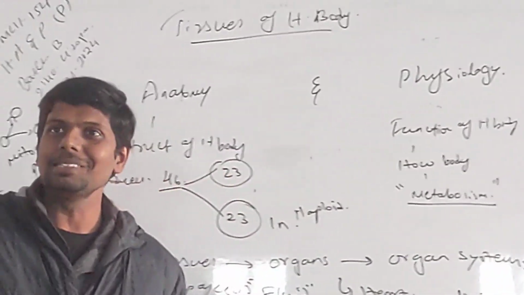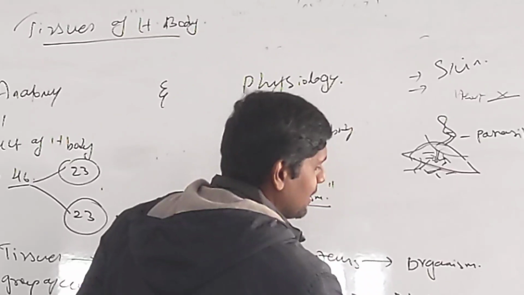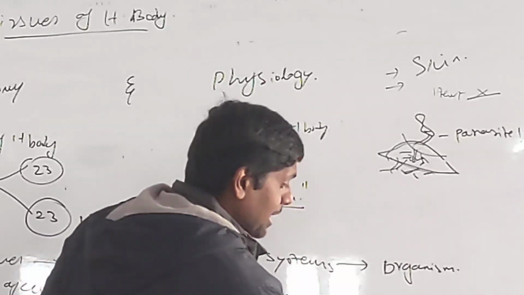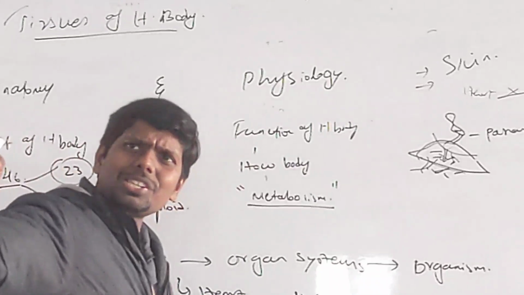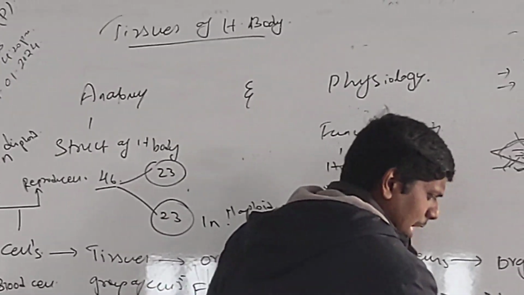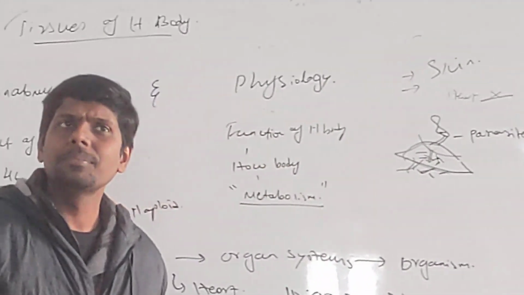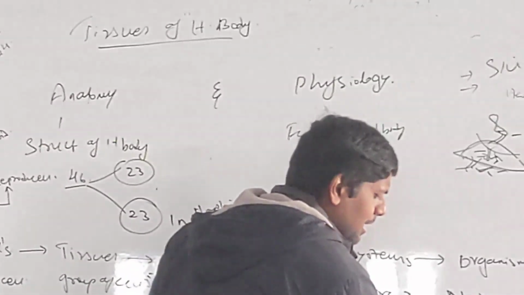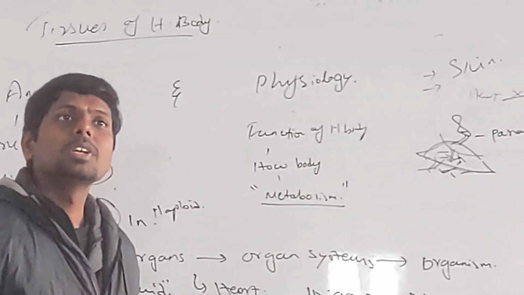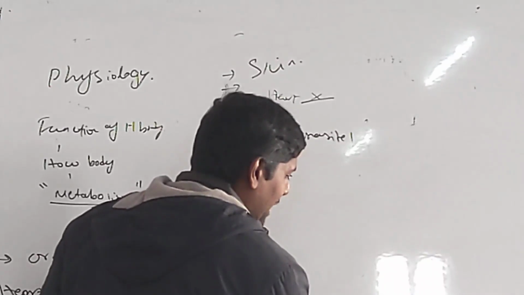I need 10 organ system examples of the human body. Very good. Nervous system, digestive system, respiratory system, very good. Circulatory system, reproductive system, cardiovascular system. Circulatory is the cardiovascular system actually. Then excretory system, which is actually the renal system. Then musculoskeletal system, reproductive system.